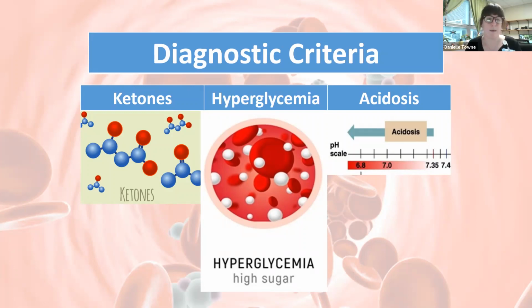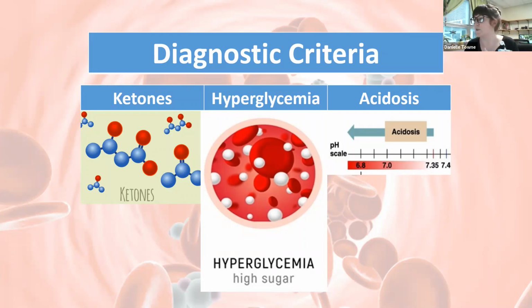But you also want to be able to get a real number, because when we start treating, we don't want that number to drop too quickly. So a CMP or a BMP might be helpful there. But what we're looking for is a blood sugar of over 250. Okay, and then that'll check that box for this diagnostic indicator.